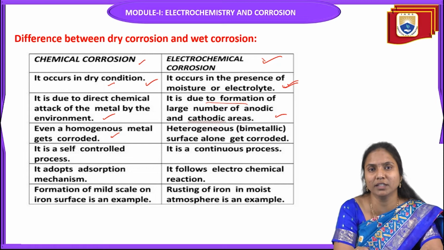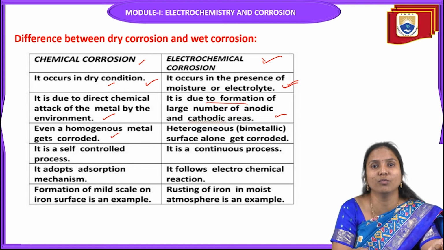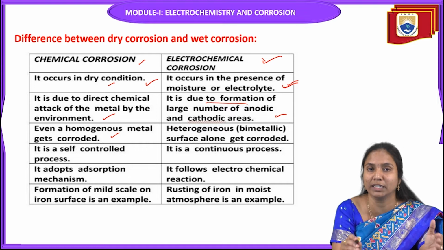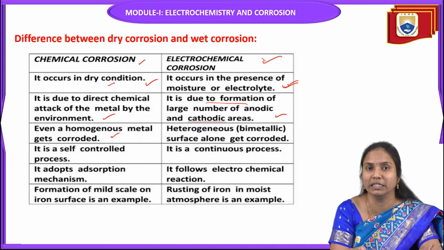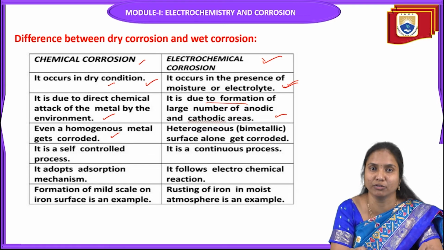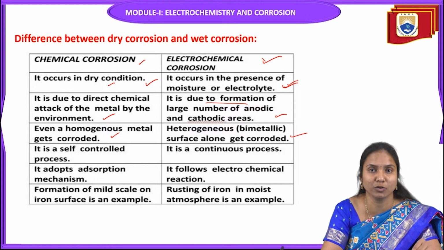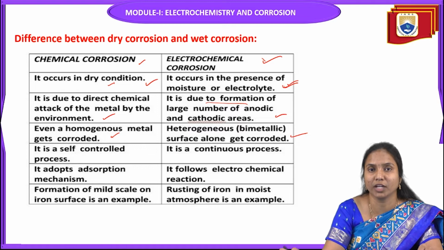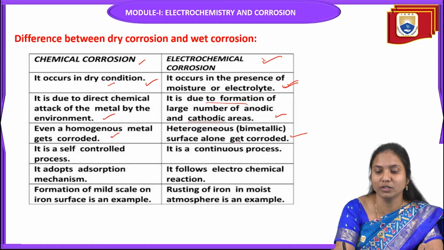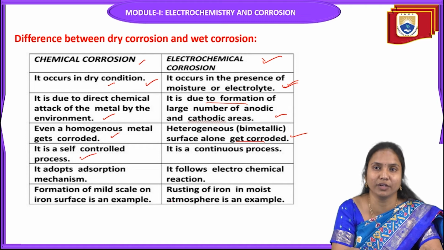A single metal also directly interacts with atmospheric oxygen or environmental gases and undergoes corrosion. So a homogeneous metal is any single metal, where the total metal is made up of only one metal. That metal also easily undergoes corrosion in dry corrosion. But heterogeneous, two different metals, is also called bimetallic corrosion. Heterogeneous metals also undergo corrosion. And it is a self-controlled process in dry corrosion.